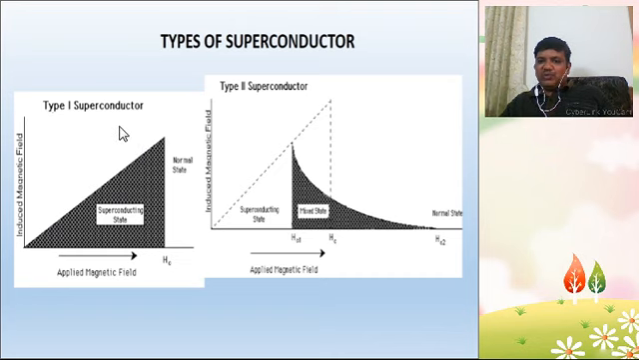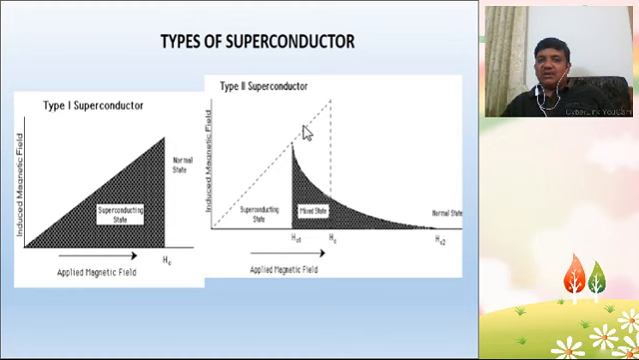Type 1 superconductors are called soft superconductors, and they exhibit a complete Meissner effect and a perfect diamagnetic property because they have an abrupt change from the superconducting to the normal conducting state. But the critical magnetic field for these materials is lower, like 0.1 Weber per meter square. Examples of type 1 superconductors are lead and zinc.